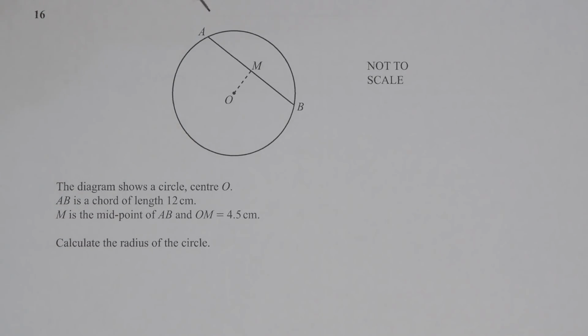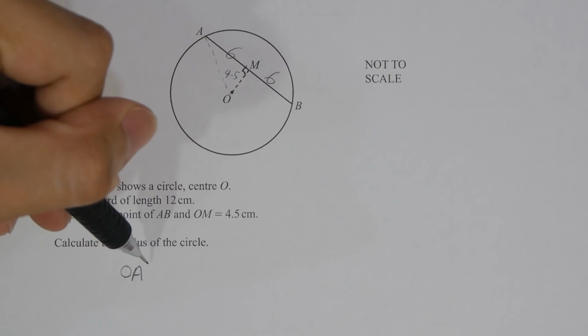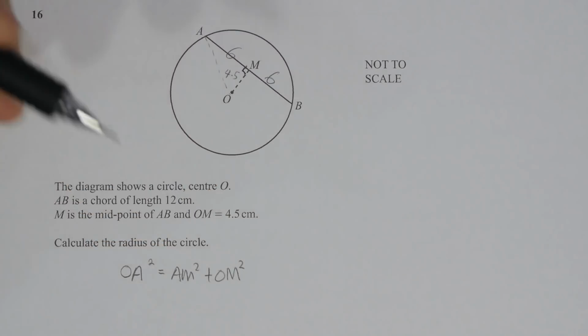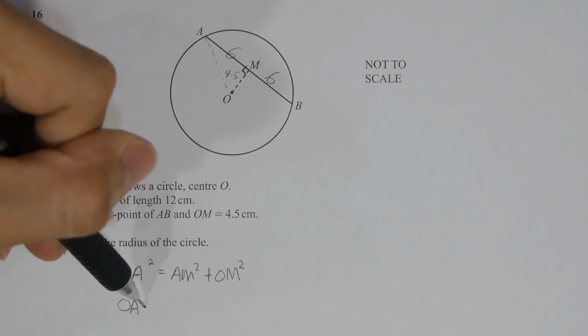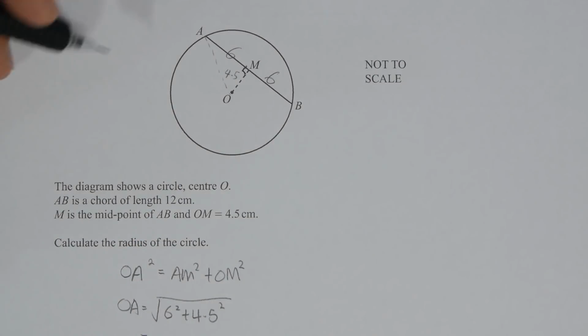For the next one, AB is a chord, so M is the midpoint of it, so 6 and 6 for each side. And it is given that the OM distance is 4.5. So with that being said, you can use Pythagoras theorem to find OA, which is the radius of the circle. So the result will actually be 7.5.